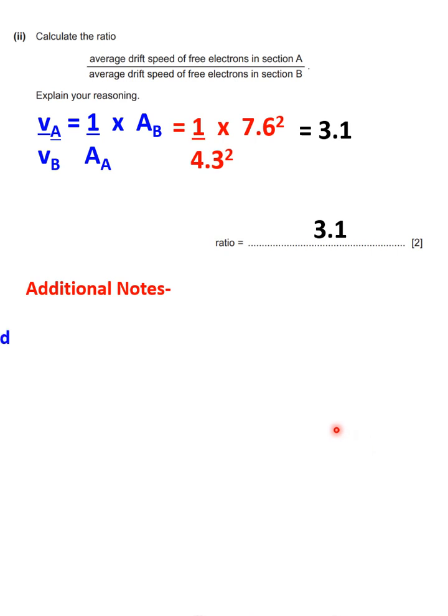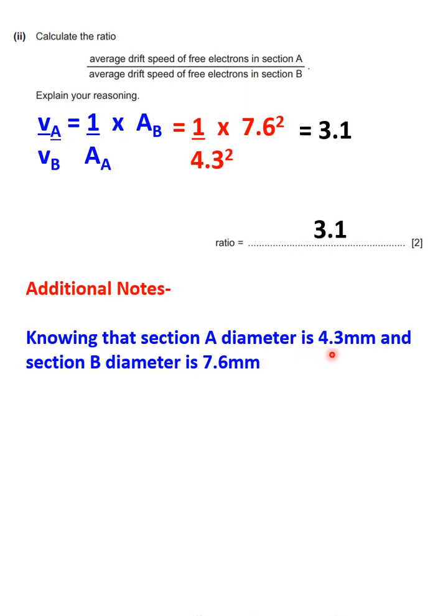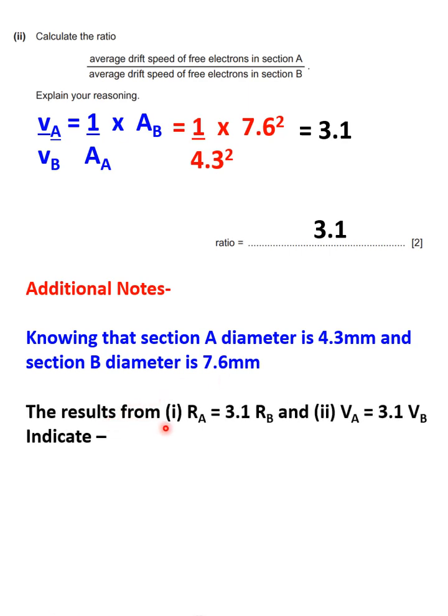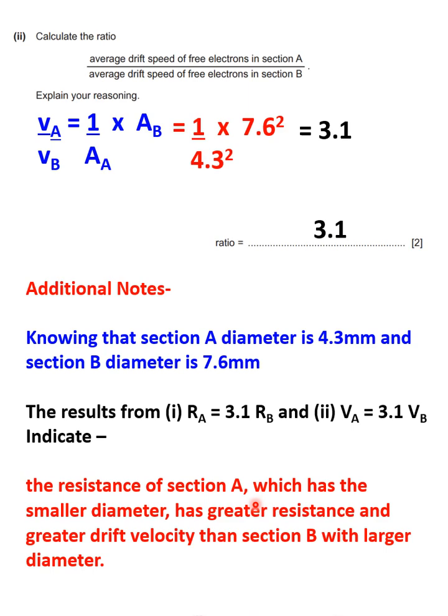Some additional notes about this question. Knowing that section A diameter is 4.3 millimeters and section B diameter is 7.6 millimeters, the results from part one show that the resistance of section A is 3.1 times greater than the resistance of section B. And from part two, the drift velocity in section A is also 3.1 times greater than the drift velocity in section B. This indicates that section A, which has the smaller diameter, has greater resistance and greater drift velocity than section B, which has the larger diameter.